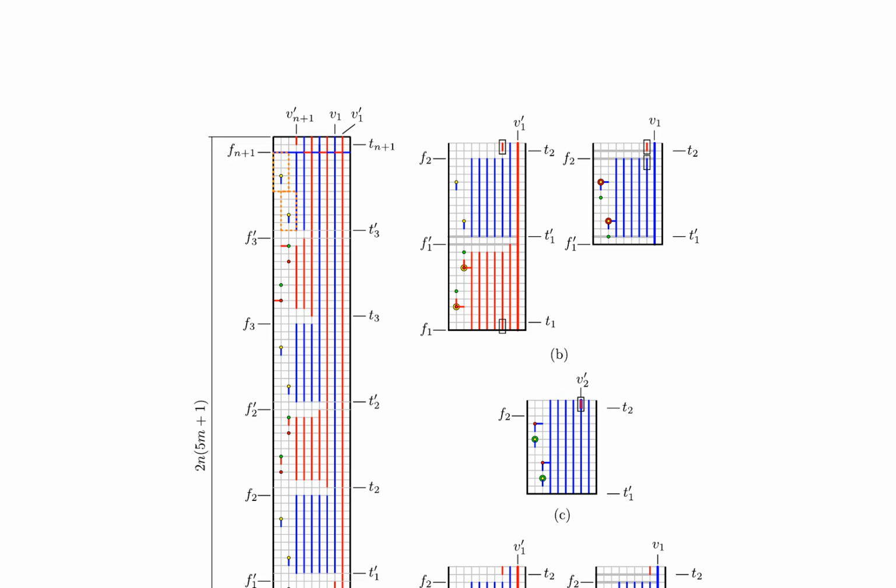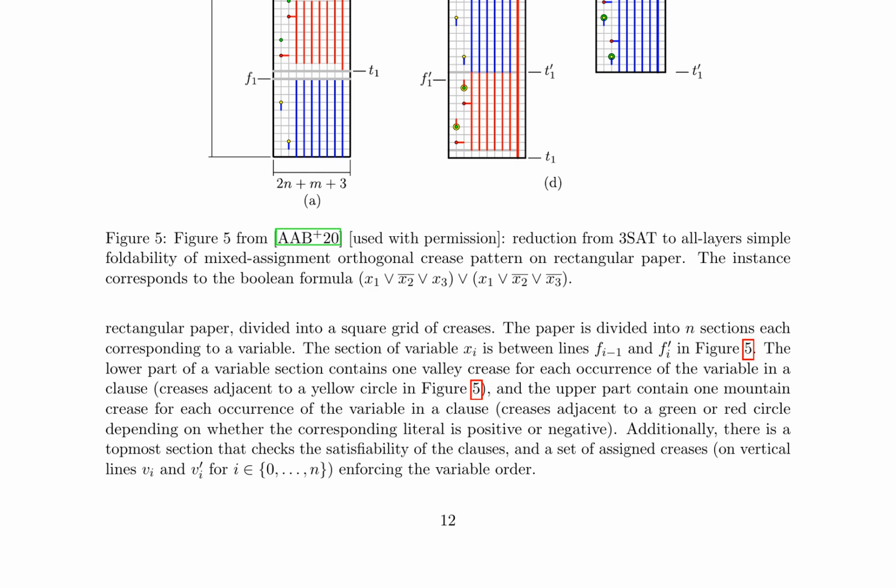The figure illustrates a reduction from 3SAT to Allaire's simple foldability of mixed assignment orthogonal crease patterns on rectangular paper, corresponding to the Boolean formula, (x1 or x2 or x3) or (x1 or x2 or x3). This setup is achieved by dividing the paper into a square grid of creases, with each section corresponding to a variable. The lower part of a variable section contains valley creases for each variable occurrence in a clause, and the upper part contains mountain creases for positive or negative literals. A topmost section checks clause satisfiability, and assigned creases enforce the variable order.